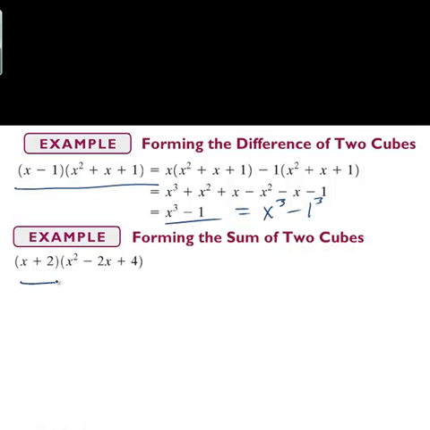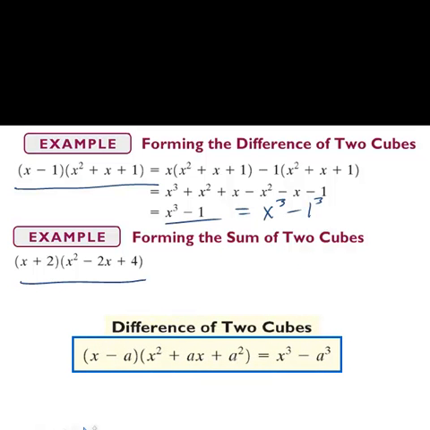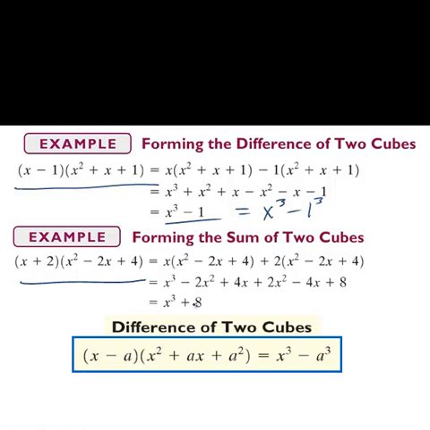Let's take a look at this example here. You have x plus 2 times x squared minus 2x plus 4. What happens if you were to multiply this out? Well, let's go ahead and take a look at it. And that worked out to be x cubed plus 8. But you remember 8 is 2 cubed. So x cubed plus 2 cubed is x plus 2 times x squared minus 2x plus 4.